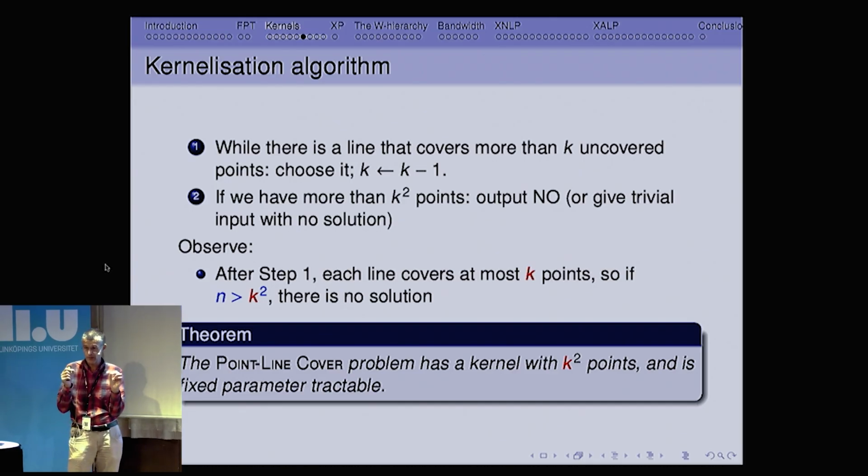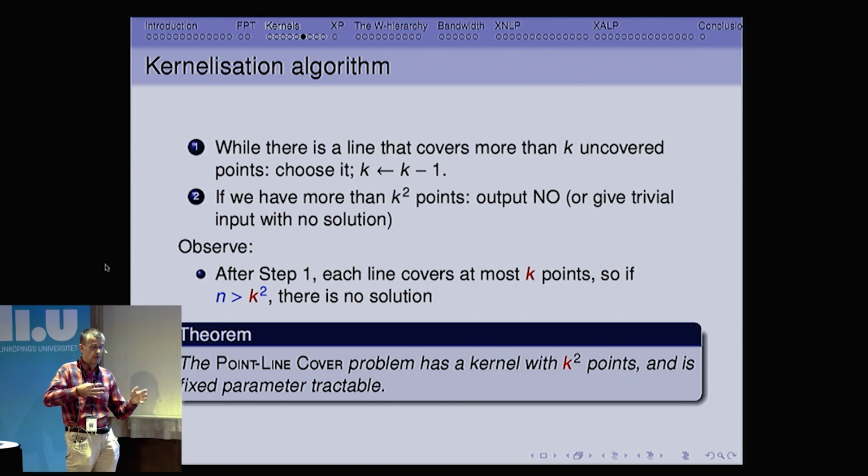Now after this step is no longer possible, each line covers at most k points. And I'm allowed to use k lines, so with these k lines I can cover at most k square points. So if the number of points is larger than k square, I say no. And otherwise, I have an input with the number of points at most k square, so I have my kernel with k square points. So this shows that point line cover is fixed parameter tractable, and I have this kernel with k square points.